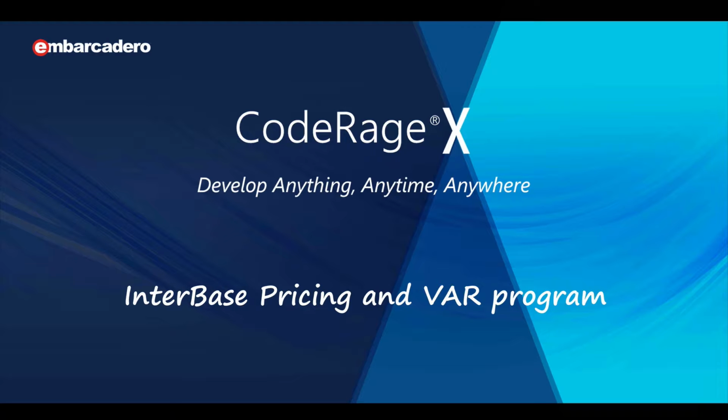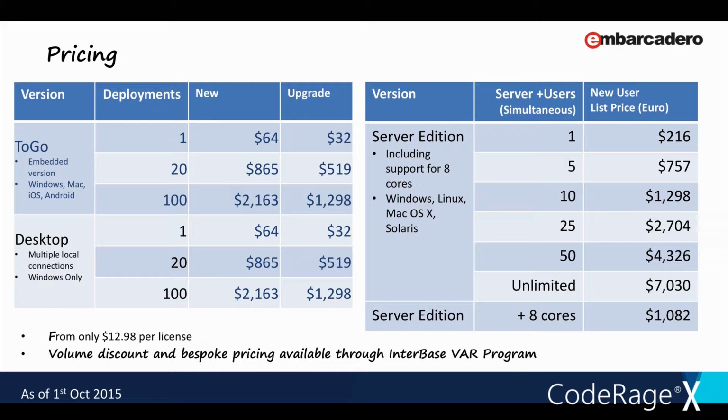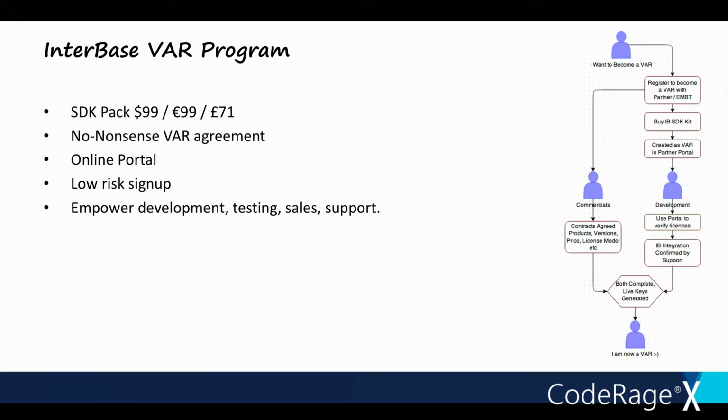Now, very quickly, InterBase is available through the shop. It's also available directly through your sales reps. Our list pricing for InterBase starts from just under $13 a license, and for the embedded versions, we have a VAR program that we do highly recommend. If you're deploying InterBase a lot with your products to a range of different customers, then talk to us directly, and we can really help you through the pricing there.